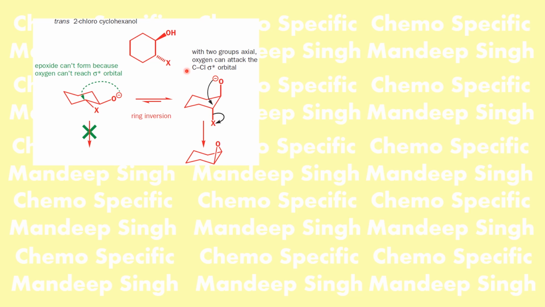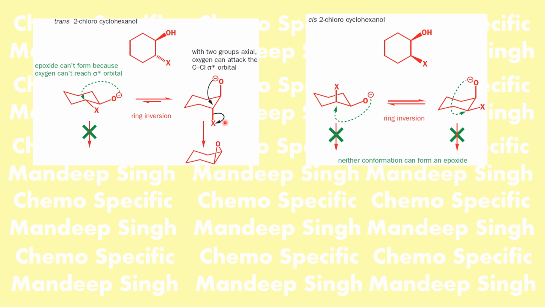When both the groups are axial, oxygen can now attack the carbon-chlorine sigma star orbital. What about the cis? In the case of the cis, in both the conformers, the O minus cannot reach the carbon-chlorine sigma star orbitals. So here we do not get the epoxide formation.